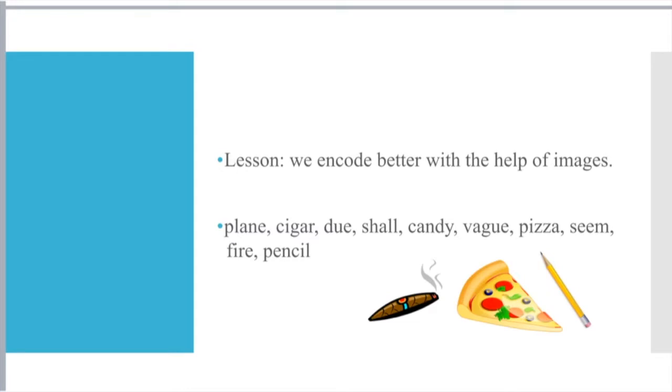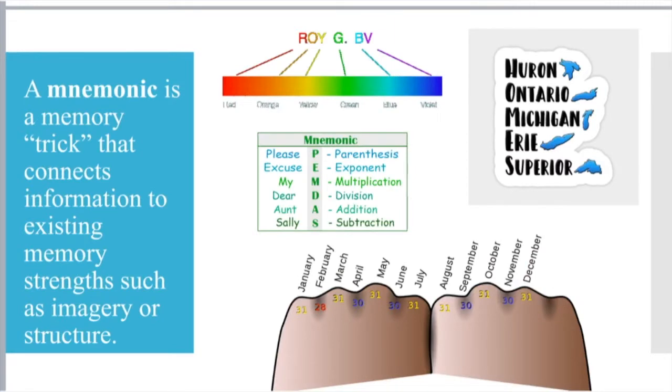And the next piece of the puzzle from the previous list that I gave you is a mnemonic device. Basically, this is a memory trick that connects information to existing memory, such as imagery or structure, right? So all of you probably remember learning Roy G. Biv to remember the colors of the rainbow, or HOMES for the different Great Lakes up north, PEMDAS. It's been a while since I've used PEMDAS, but please excuse my dear Aunt Sally helps us remember which order we are doing our mathematical processes in, right?